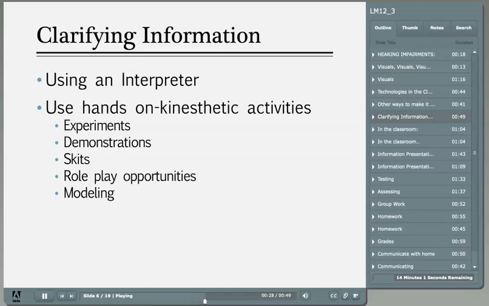is deaf and hard of hearing will be. Students who are deaf and hard of hearing often learn from doing or watching a demonstration. As they have limited access to spoken and sign communication, they learn from watching others in their environment. This can be accomplished in the form of experiments, demonstrations, skits, role-playing opportunities, and modeling.